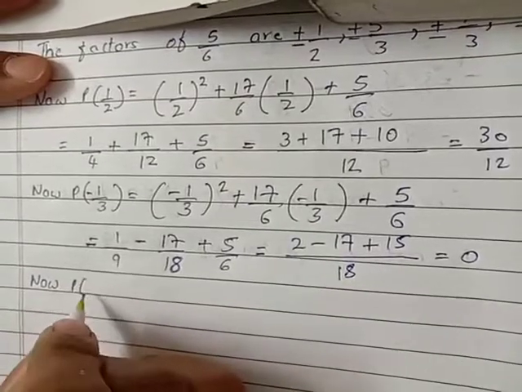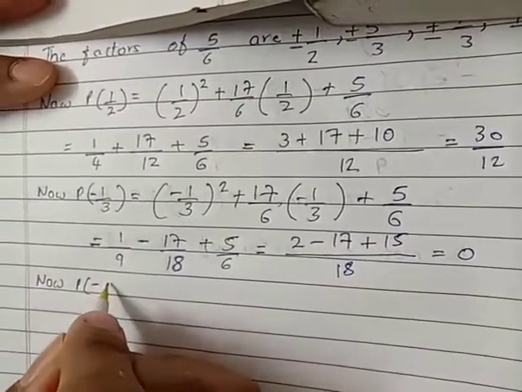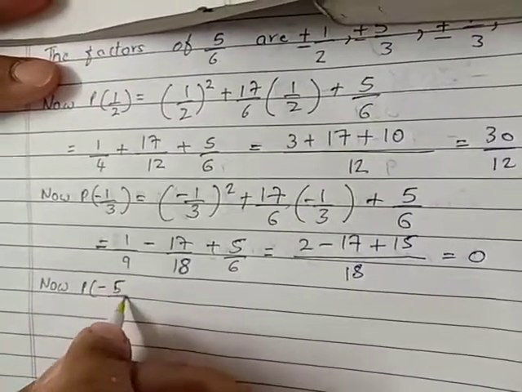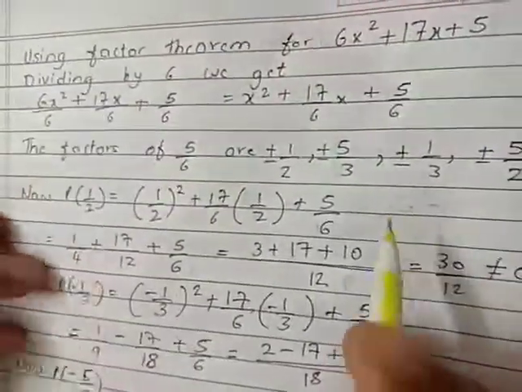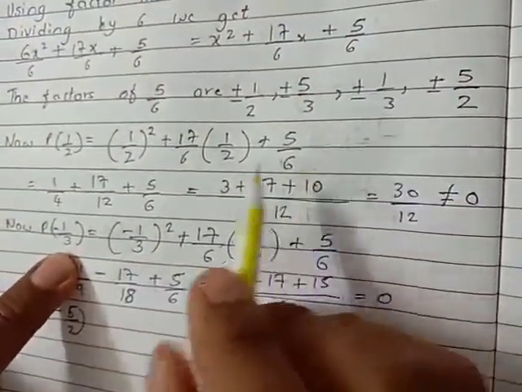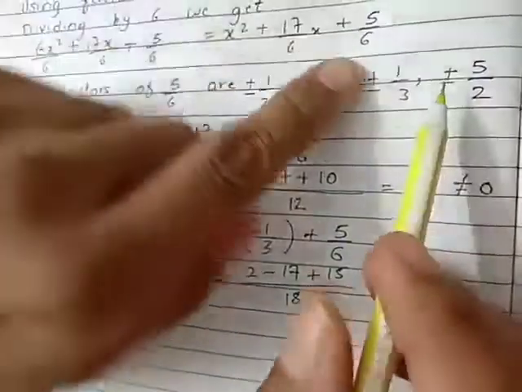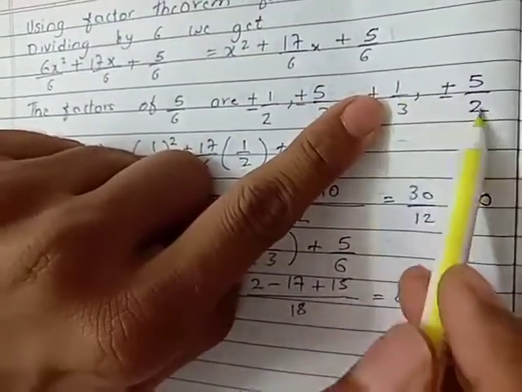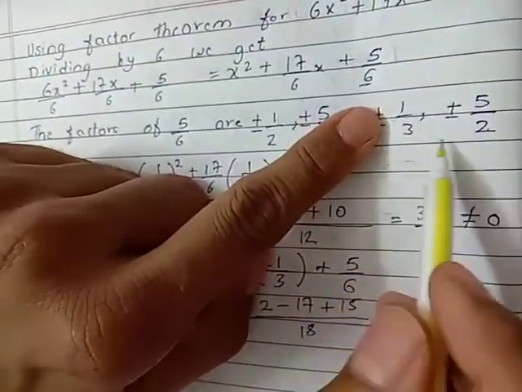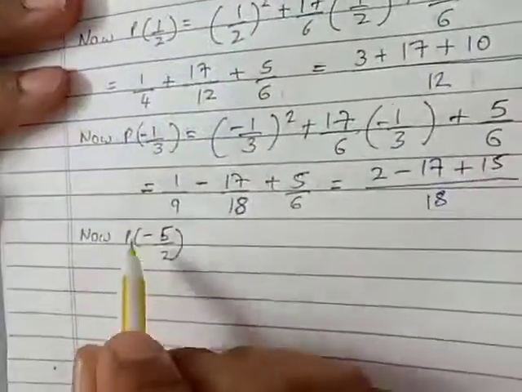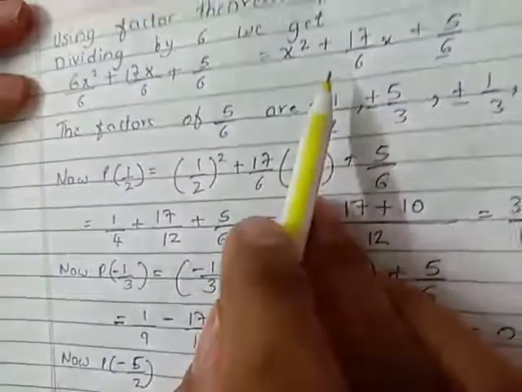Now substitute p of minus 5 by 2. See here, we took 1 by 3. Now we will take 5 by 2. Since 5 ones are 5, 3 twos are 6, so we have to get this on multiplying. Okay, so now we'll substitute p of minus 5 by 2 in this equation.